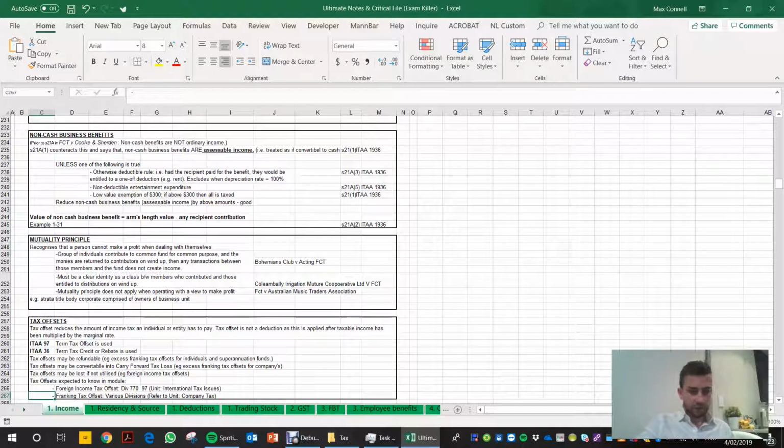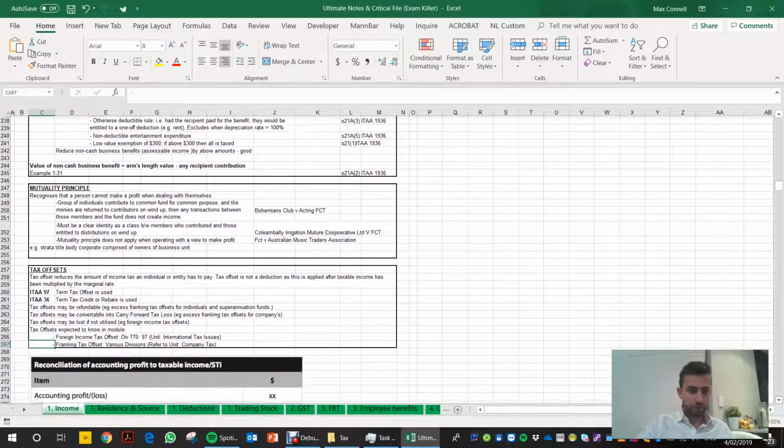Some other examples I mentioned before: strata title, or a club and pub where the members make up this body and earn money, for example pokies off members in the clubs. You actually don't pay tax on that money under the mutuality principle.